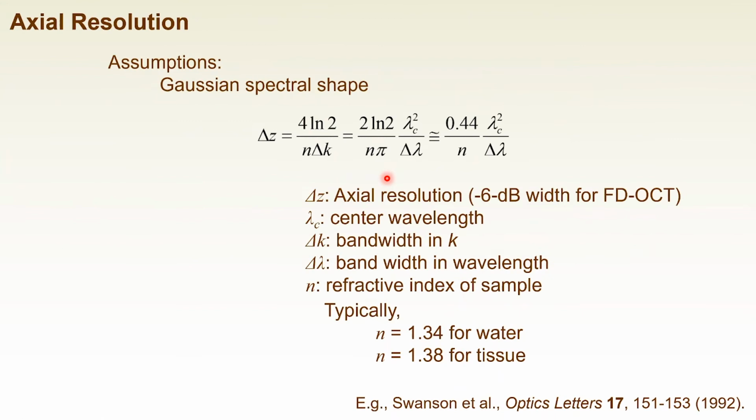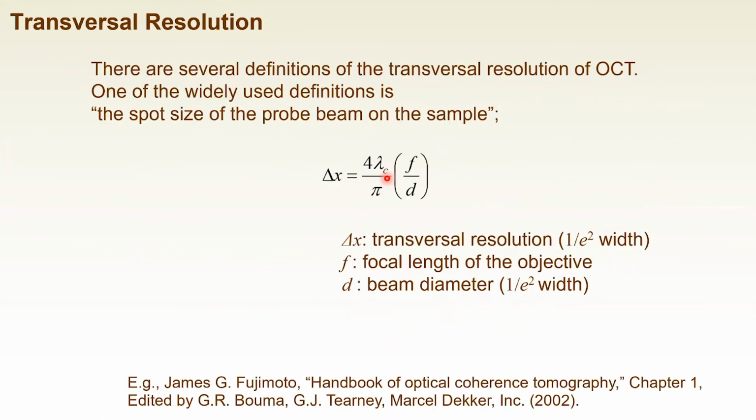I mean this equation. And then it also affects the transversal resolution in the power of 1. A shorter wavelength gives you a better transversal resolution. Actually, this is another reason why for the high resolution OCT system, people prefer to use the short wavelength.